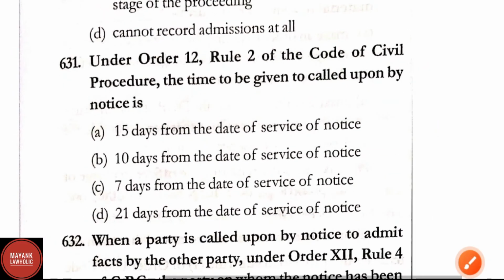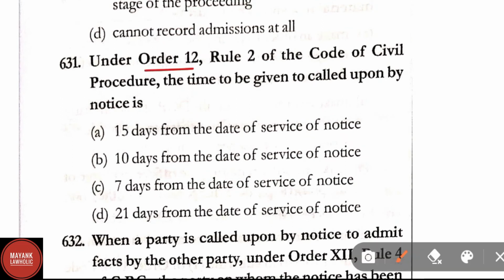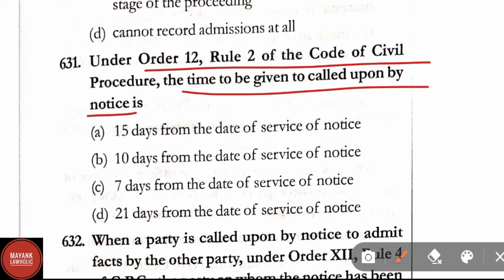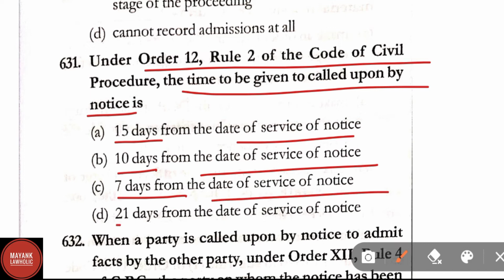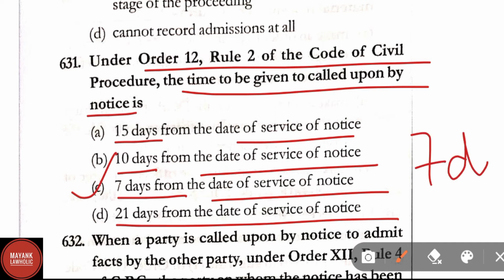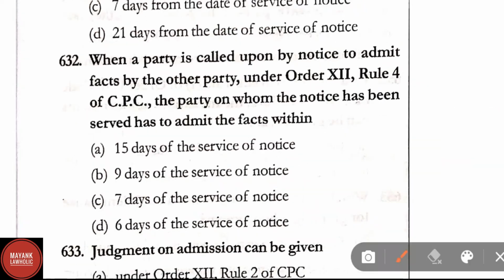Question number 631. Under Order 12 Rule 2 of CPC, the time to be given to the party called upon by notice is option A, 15 days from the date of service of notice, 10 days from the date of service of notice, 7 days from the date of service of notice, 21 days from the date of service of notice. Here correct answer is option C, that is 7 days from the date of service of notice. Under Order 12 Rule 2 of CPC, the time given to be called upon is 7 days from the date of service of notice.